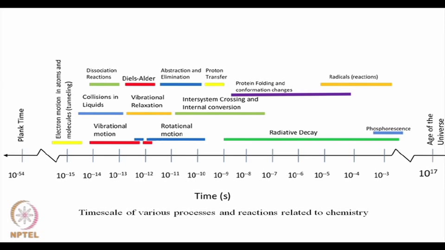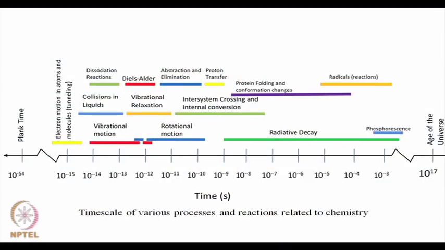Vibrational relaxation is in between vibration and rotation. Via vibrational relaxation a molecule loses its energy. When a molecule gets excited to a high vibrational level, energy is dissipated and thereby it goes to a lower energy level. That is called vibrational relaxation. So the system is relaxed to a lower state. So vibrational relaxation takes place in between vibrational motion and rotational motion.